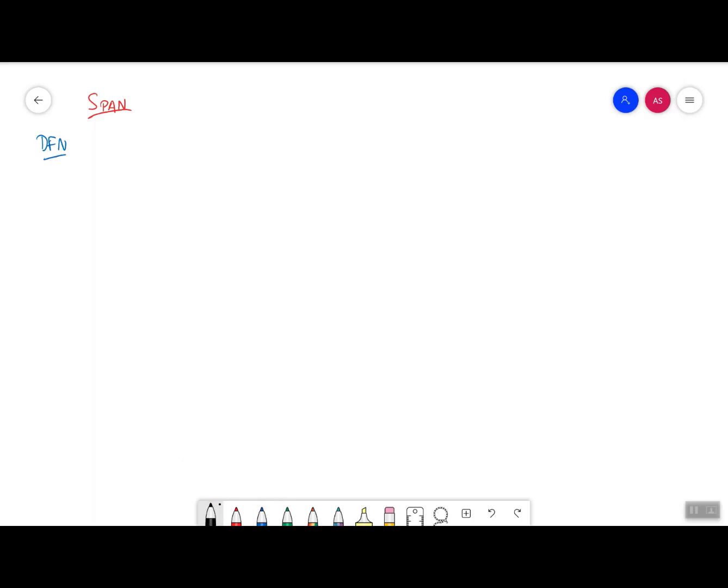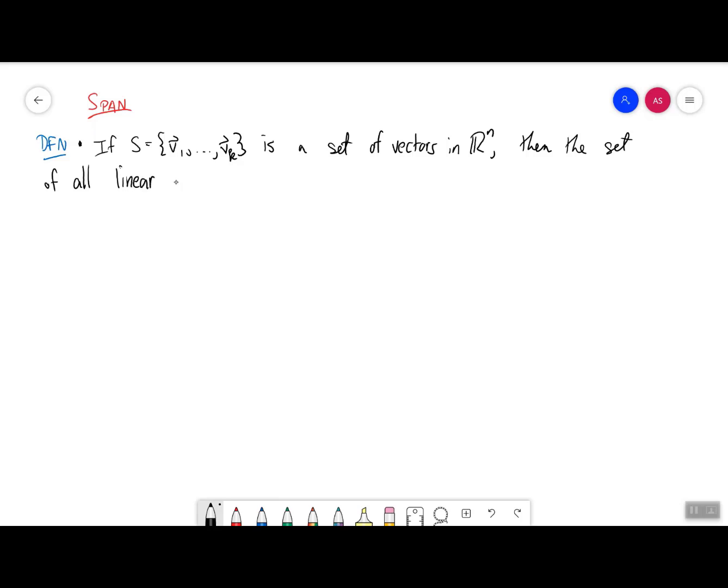Definition. If S equals V1 through Vk, so if this set is a set of vectors in Rn, then we call the set of all linear combinations of V1 through Vk the span of the vectors V1 through Vk.